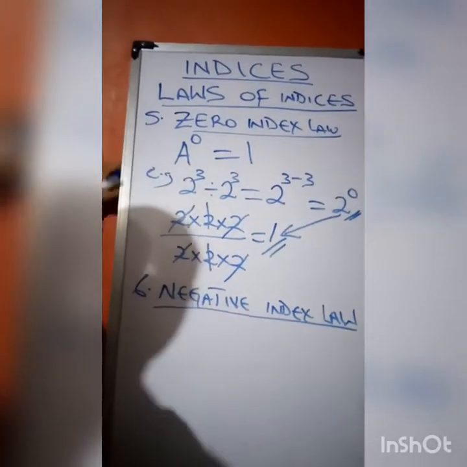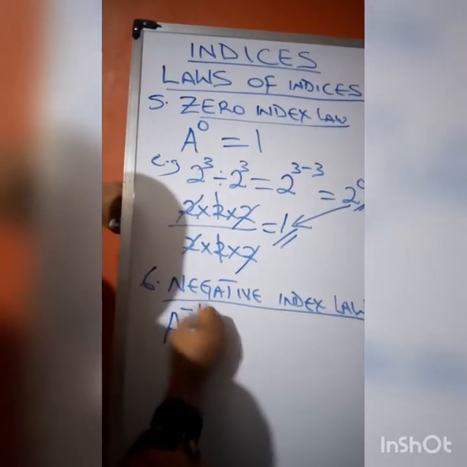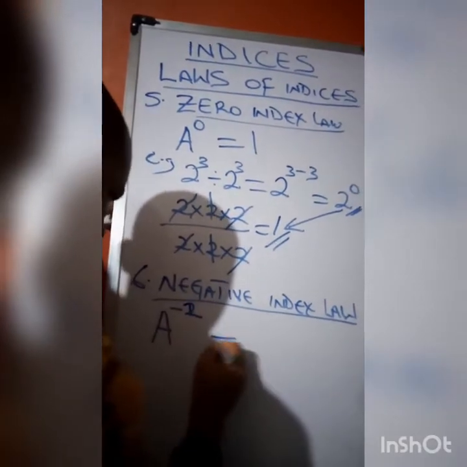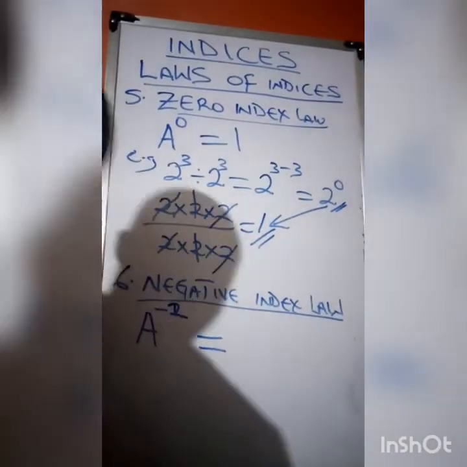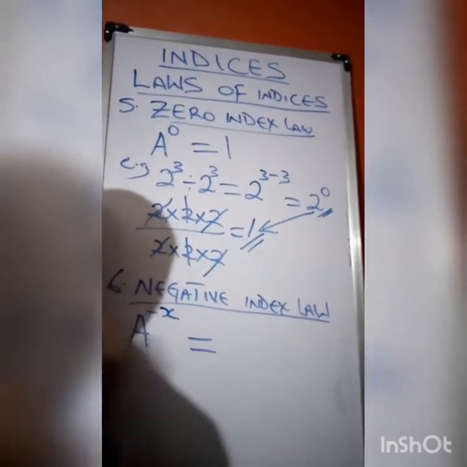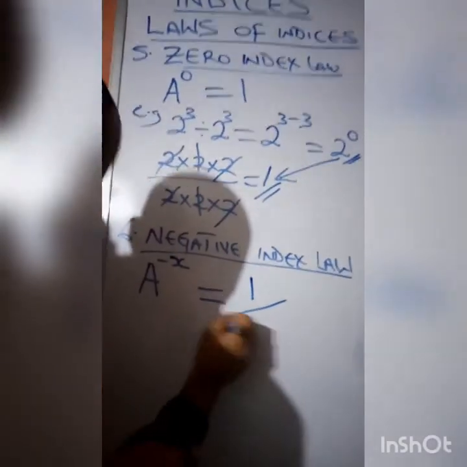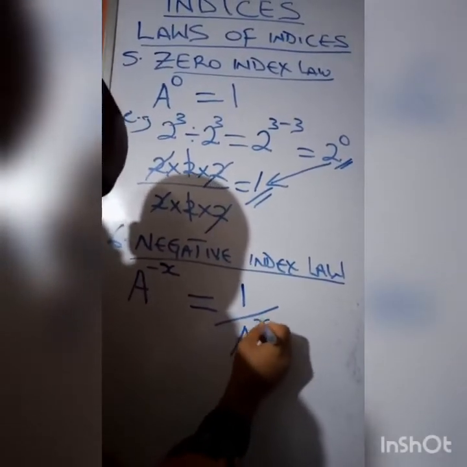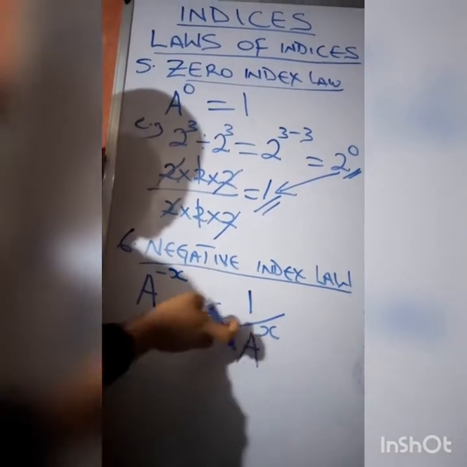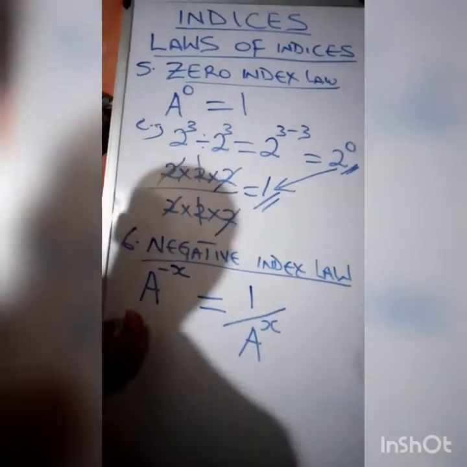The negative index law says that a raised to a negative index, let's say -2, is the same as writing 1 all over a raised to power x. If I want to throw away the negative sign, I just introduce 1 all over. The negative has gone: a raised to power x. I'll show you an example.